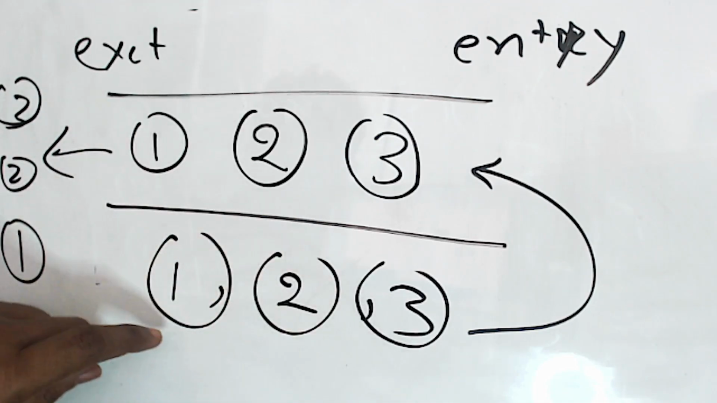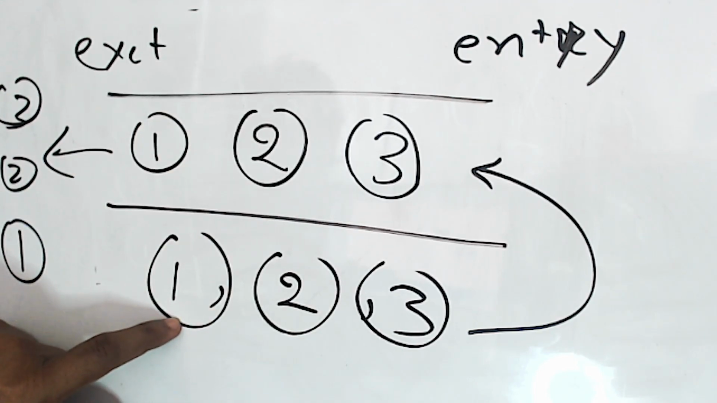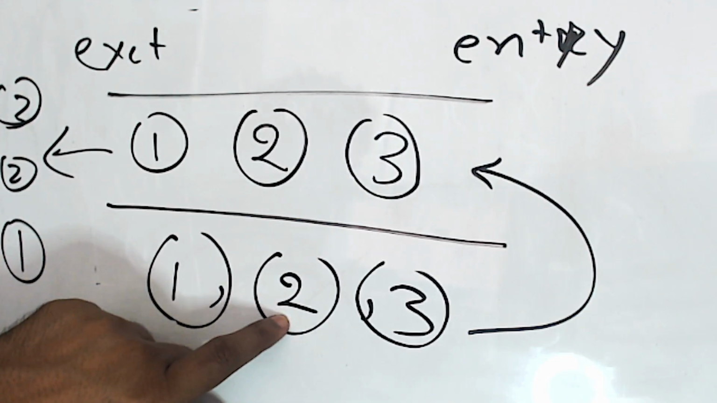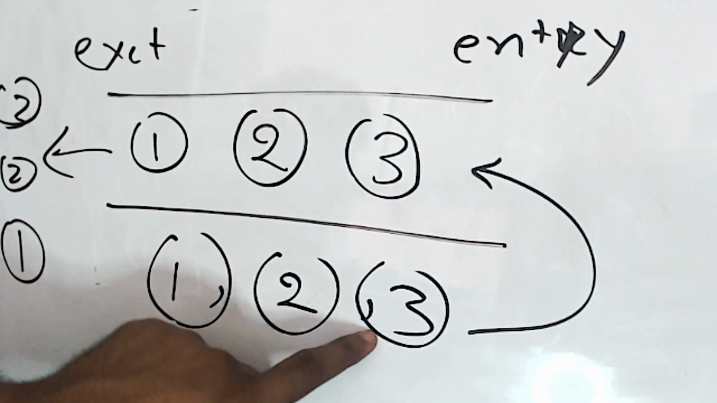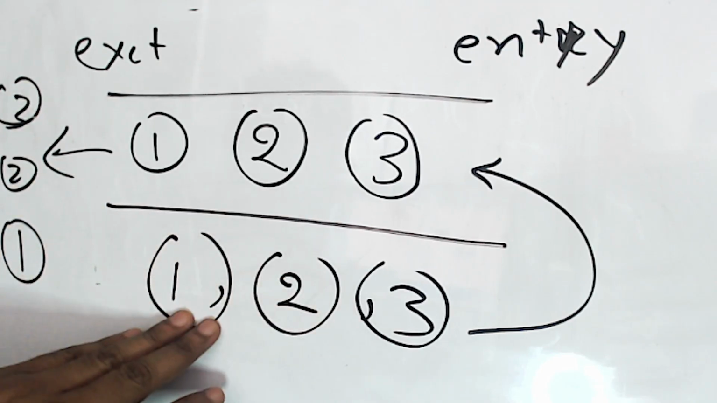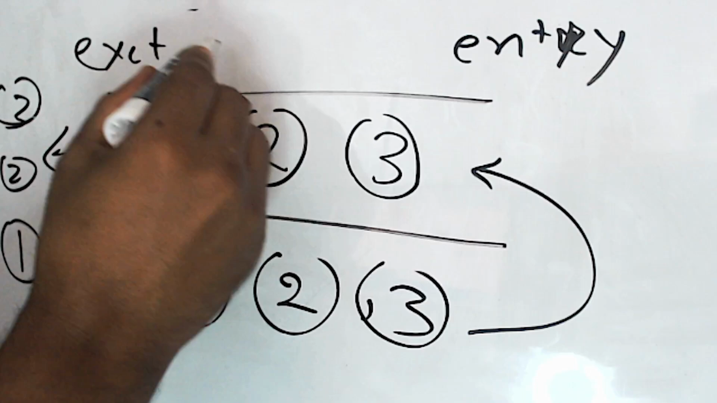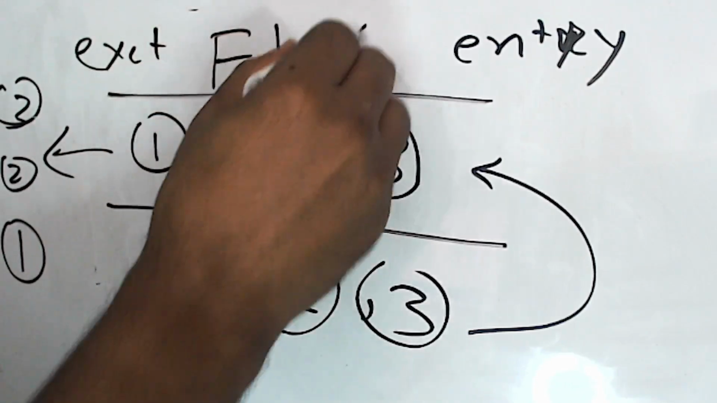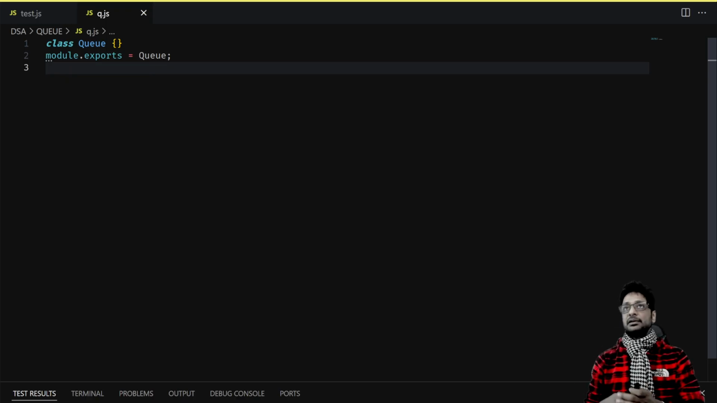If you observe that, the first item that we put in the queue, that is 1, we are able to access first, and the second item that we put, 2, we are able to access second, and the third item, 3, we are able to access third. So the first item that we put in the queue, we are able to access first. So queue is a first in, first out data structure. Whatever item we put in this queue first, we are able to access first, and whatever item we put in the queue last, we are able to access last. So now let's implement that using JavaScript.